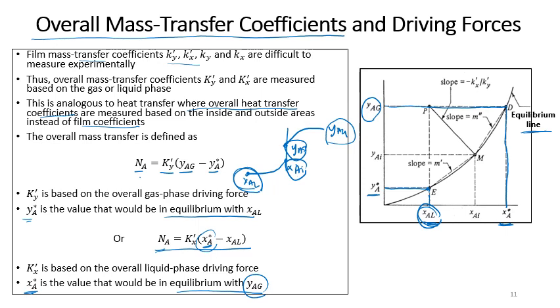So these are the terms that you use if you want to use the overall mass transfer coefficient instead of the film mass transfer coefficient. So you don't use the YAI and XAI, you use YA star and XA star.